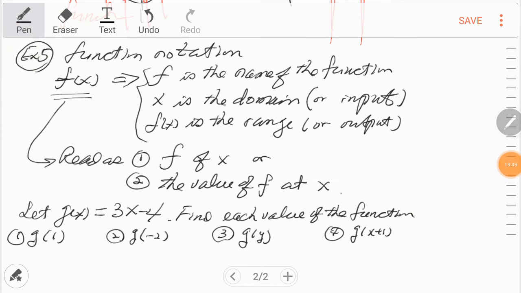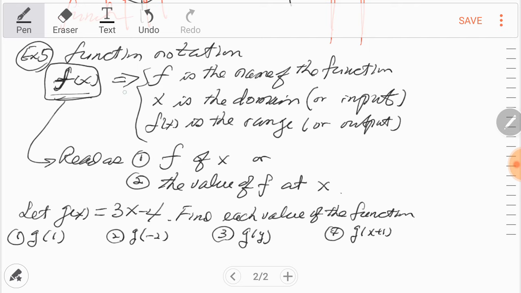Okay, in this example, we will learn the function notation. Usually the function notation we write something like this: f parenthesis x parenthesis. So this means f is the name of the function.